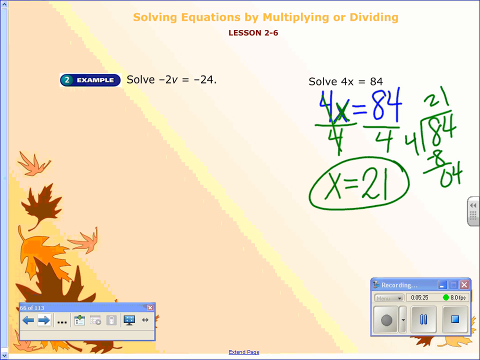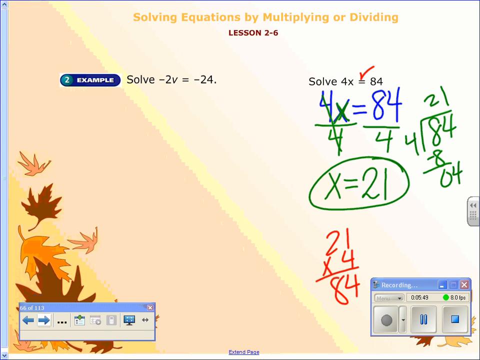x is 21. These problems work the same as yesterday's too. You could check them. Try to put that 21 in for x: 4 times 21. Let's see if that's actually 84. Let me multiply that out. 21 times 4: 1 times 4 is 4, 4 times 2 is 8, 84. There we go, they check. So x must be 21.